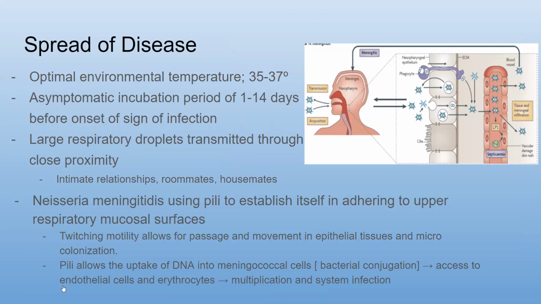Neisseria meningitidis establishes a human carrier through mucosal adhesion in the upper respiratory tract. Twitching motility is the extension and retraction of pili and allows for the bacteria to pass and move through and across epithelial tissues while allowing for microcolonization. This interaction can be seen in the included photo, where the pathogen adheres and passes through the nasopharynx epithelium.